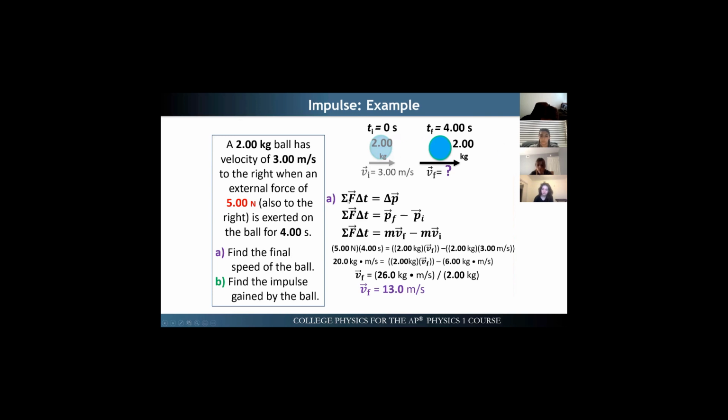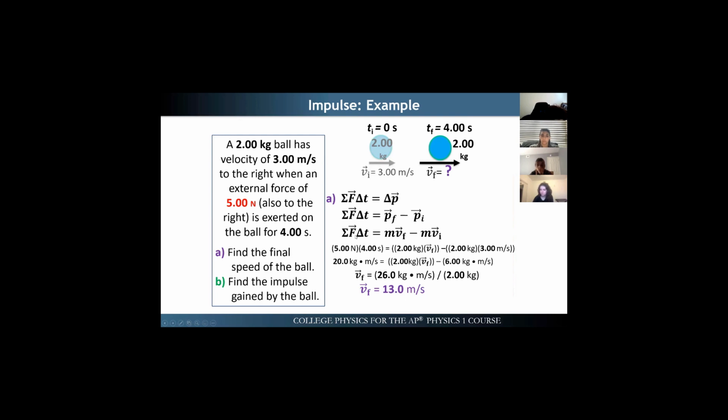So we got the net force times time equals change in momentum, which means net force times time equals final momentum minus initial. So our force was 5 newtons. We applied it for 4 seconds. Our mass was 2 kilograms at some final velocity, which we're trying to discover, minus our 2 kilogram mass times its initial velocity of 3 meters per second. So if we solve just algebraically, we can find the final velocity is 13 meters per second.